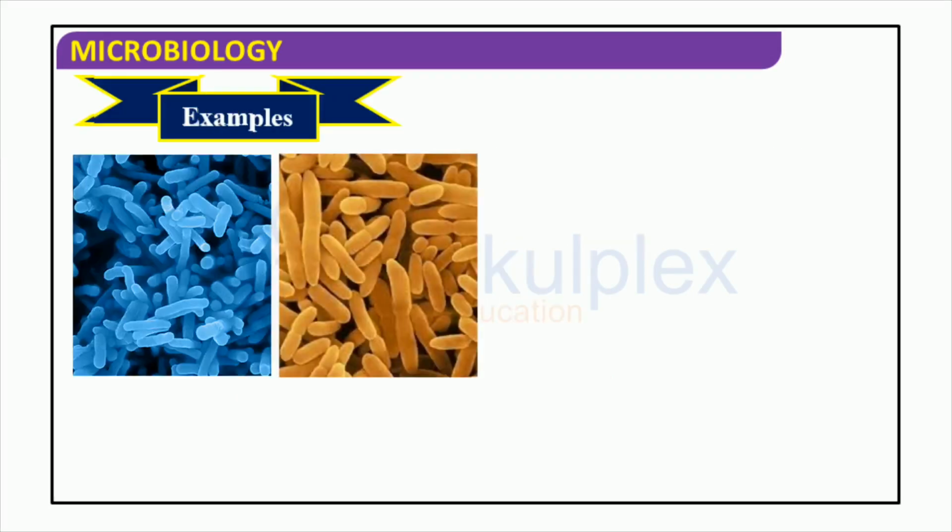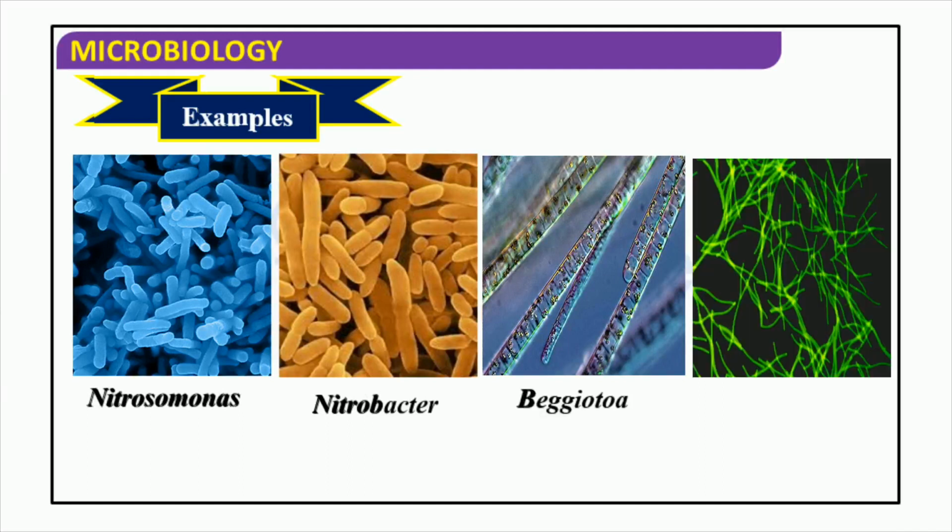We will be discussing four types of bacteria: Nitrosomonas, Nitrobacter, Beijerinckia, and Methanogens. Nitrosomonas is a type of gram-negative bacteria which converts ammonia into nitrite. Nitrobacter is a type of gram-negative bacteria which converts nitrite into nitrate. Beijerinckia is a type of bacteria belonging to the order Rhizobiales. Methanogens are a type of anaerobic bacteria that break down biodegradable matter into methane gas.